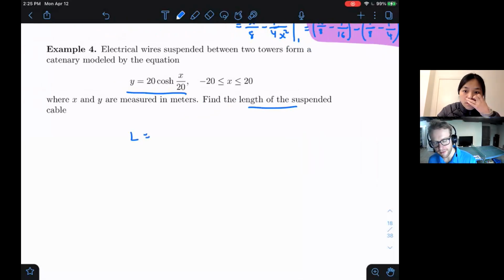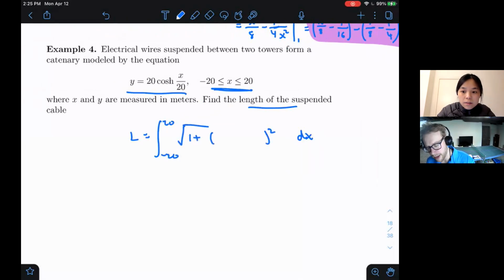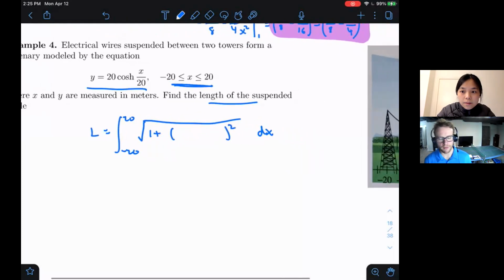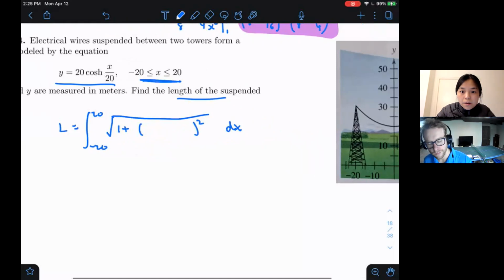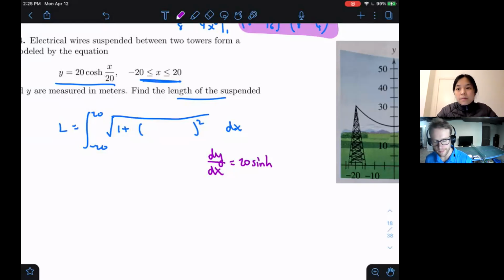The length of our curve is going to be given by this integral from -20 to 20. Notice that these are my x values here, of the square root of 1 plus, and we're going to need to take the derivative and square it. So when I take the derivative of y here, let's go off to the side. dy/dx. Take the derivative here. Well, the 20 is along for the ride. When I take the derivative of hyperbolic cosine, I get hyperbolic sine. Leave the inside alone. Then we multiply by the derivative of the inside. And the derivative of the inside is 1/20th. So that's nice. These things kind of perfectly cancel out.